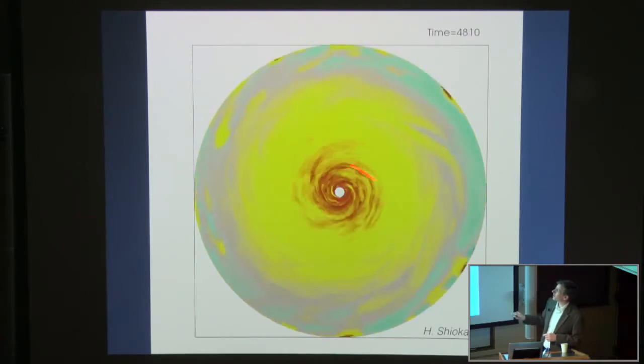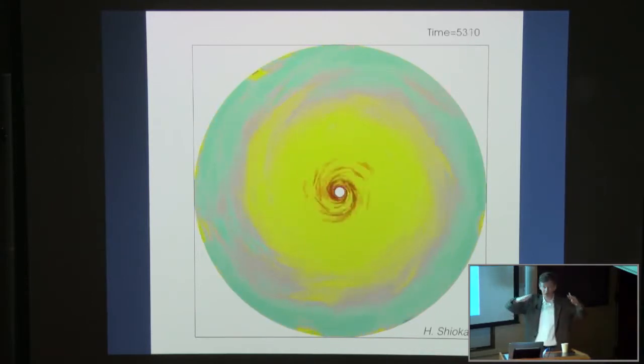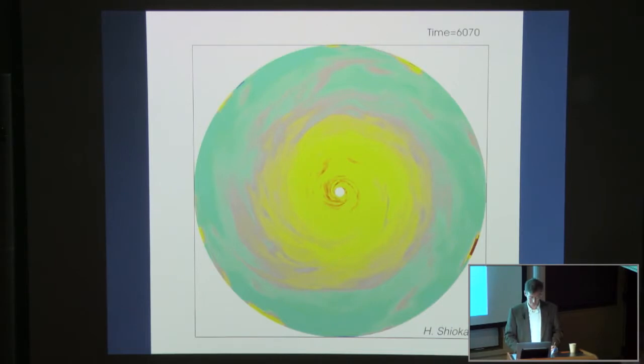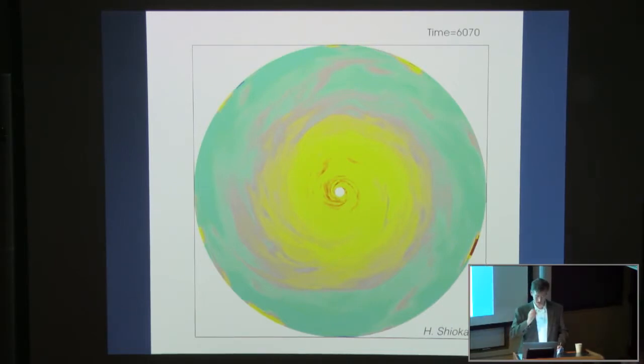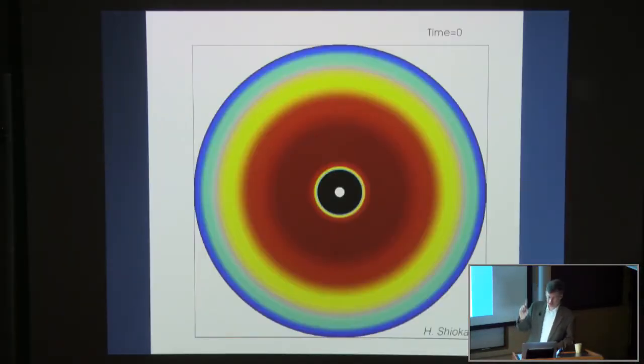Okay, so you can see that there are non-axisymmetric structures that develop in the course of this turbulence. And you can also see that the colors are changing. So the entire disk is draining into the black hole. Okay, so the colors here, I should say, show the logarithm of the rest mass density. And the time up at the top was in units of GM over c squared, which is about 20 seconds for the central black hole.